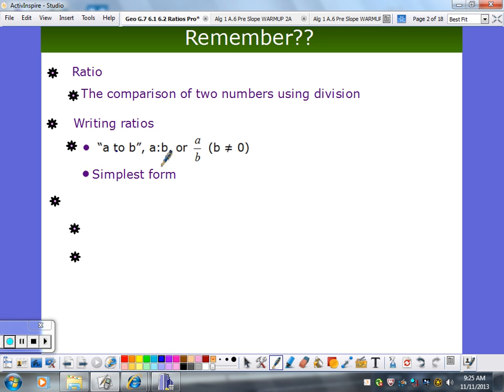How do you write them? And he gave us an example. A to B. A with the colon B, that also means A to B. Or A over B, which is that division. They all mean the same thing. I'm comparing A to B. That little note, B is not 0.